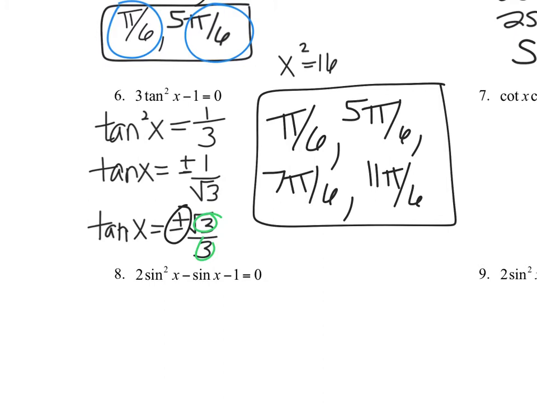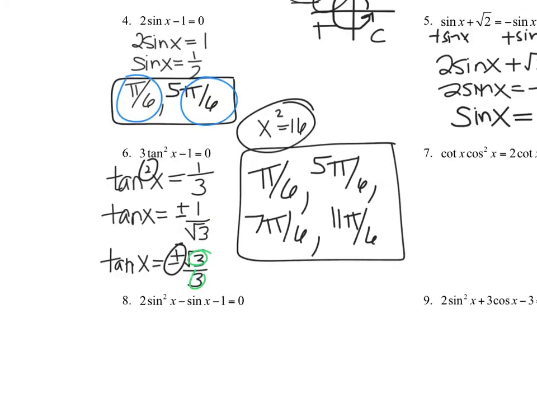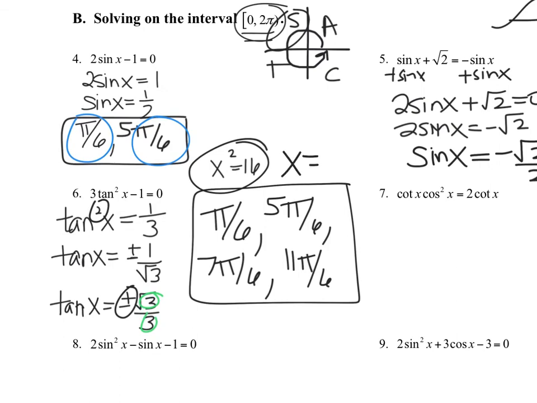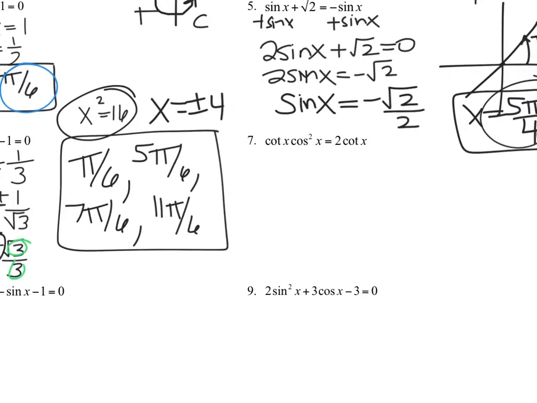Any questions so far? We're doing okay? Where did you get the plus and minus right there? Ooh, so this is, tangent is squared. So basically I had to take the plus and minus square root of both sides of the equation to solve for tangent. It's like if I was solving that, I would have to do x equals plus or minus square root of 16.